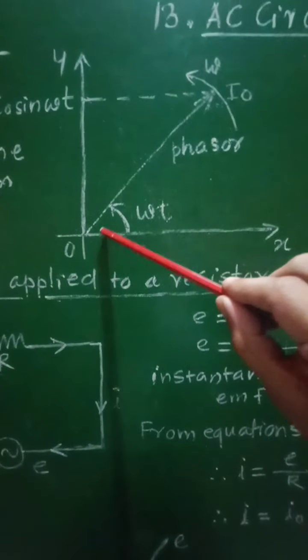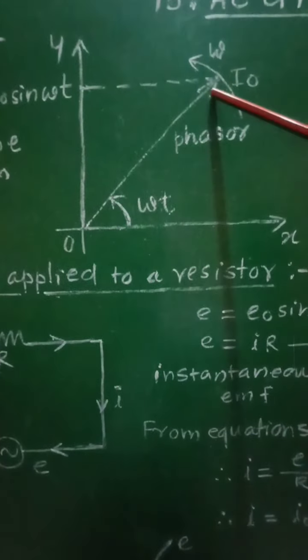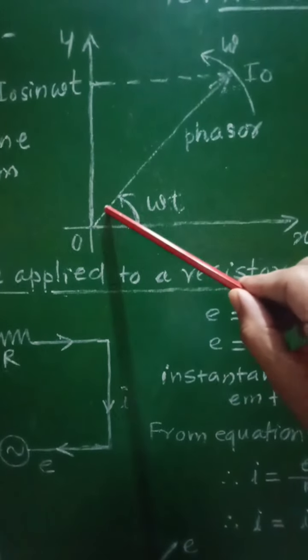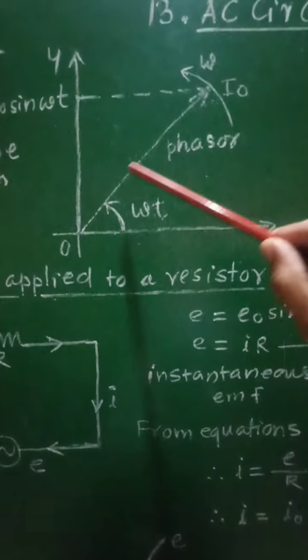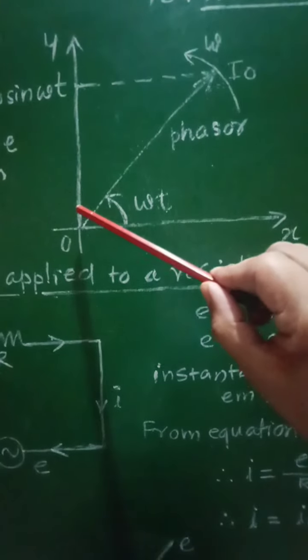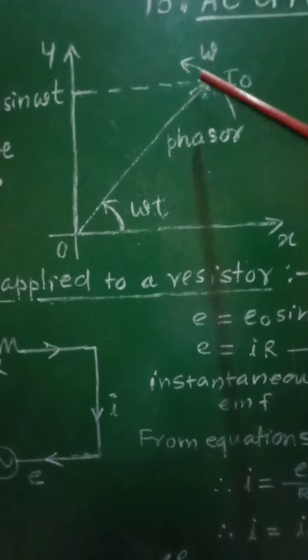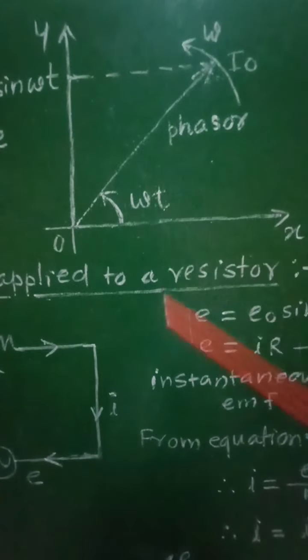Now the length of this phasor, that is the length of this arrow, will represent the maximum value of that quantity, that is either EMF or current. So the length of this arrow will represent the maximum value, that is the peak value of EMF or current.